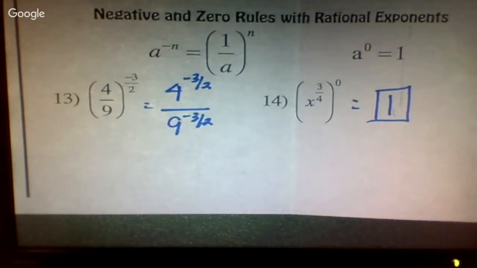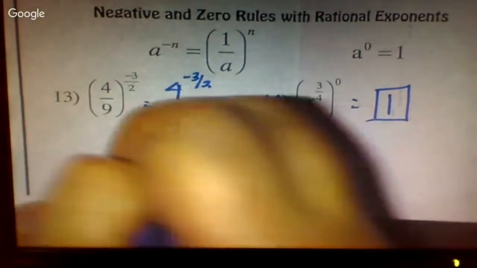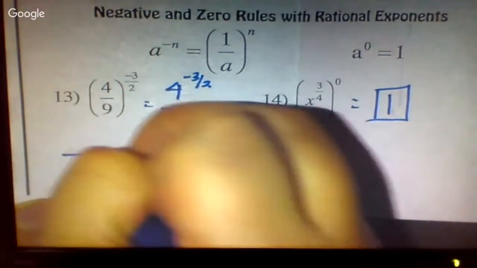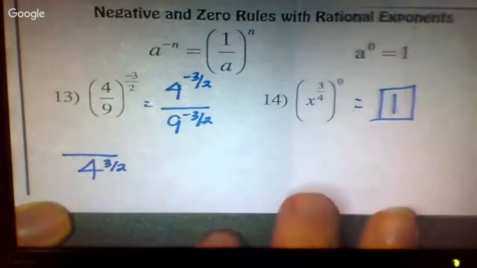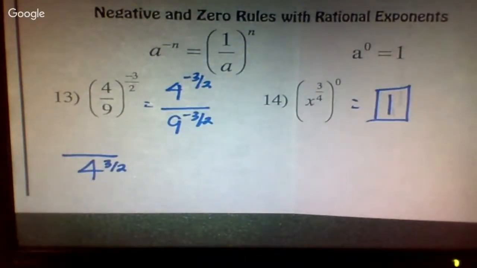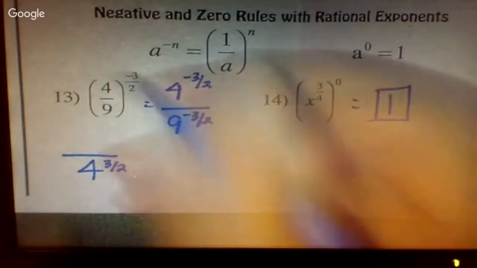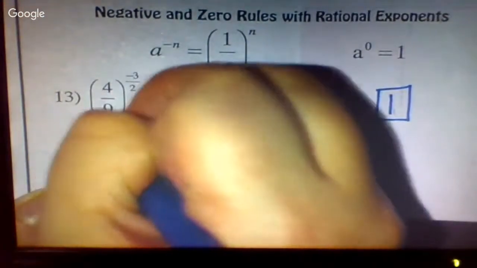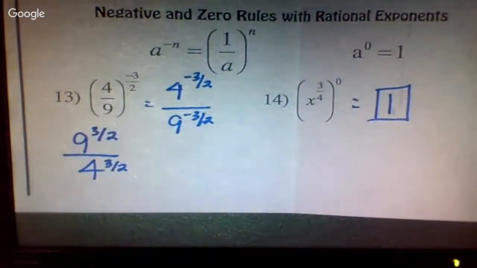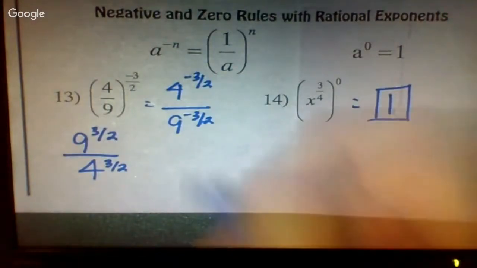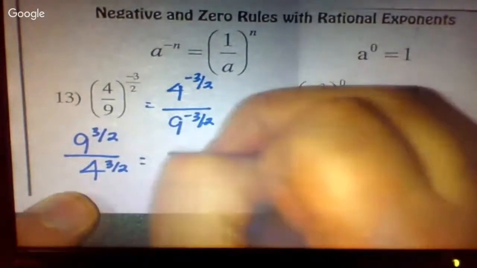Okay, now I don't want my exponents to be negative. So the 4 is in the top and its exponent is negative, so it needs to move to the bottom. So 4 goes down here now. Your exponent doesn't change. It just becomes positive when you move it. 9 started in the bottom with a negative exponent, so it goes to the top. Okay. And again, you can rewrite both of these in radical form.